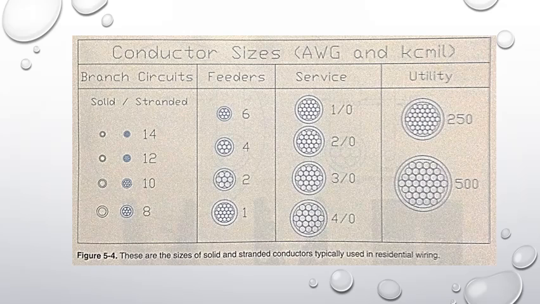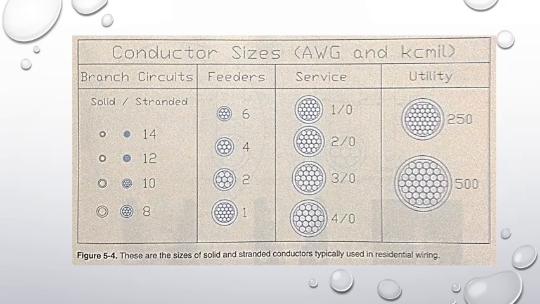Figure 5-4 shows the diameters of copper wires that are typically used in residential wiring. There are two units of measure for designating the sizes of these wires. The first being the American wire gauge, or AWG. The smallest wires in residential wiring are 18 AWG to 1 AWG.